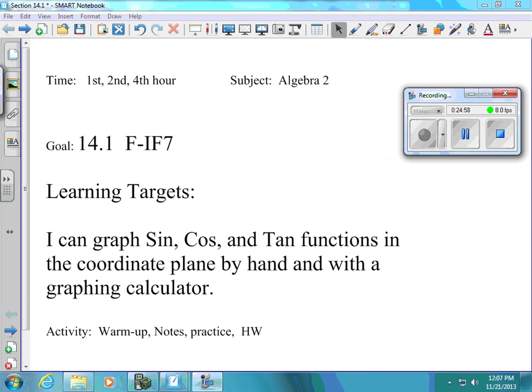So sorry that this was a little lengthy one, but we did need to get you all this information. I think we did cover sine, cosine, and tangent functions and how to graph them by hand and with the graphing calculator. Have your notes ready for tomorrow. We'll see you then.